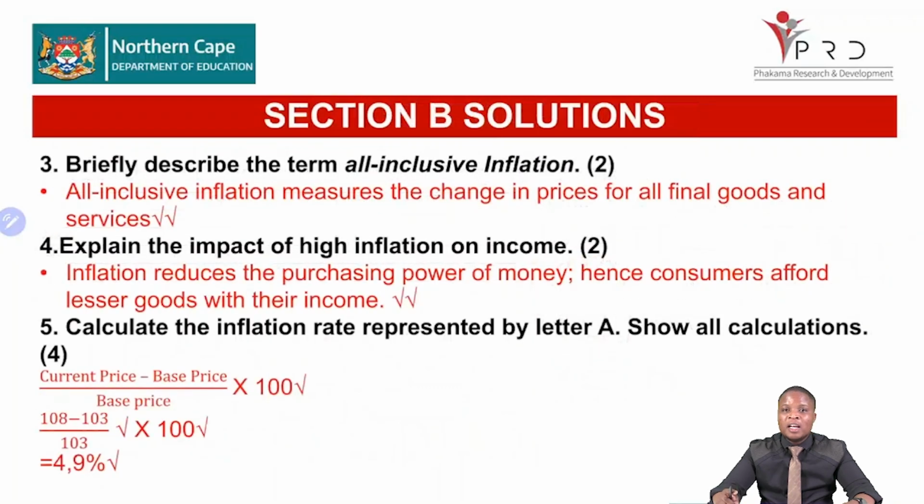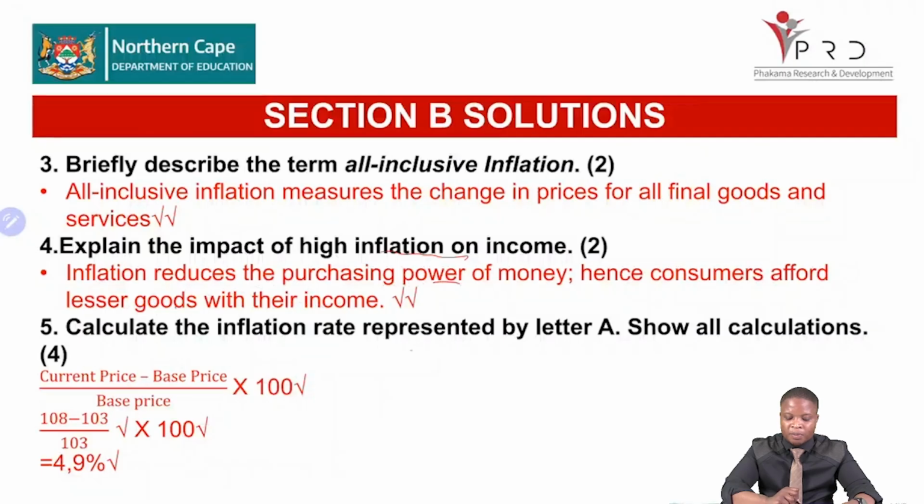Briefly describe the term all-inclusive inflation. All-inclusive inflation measures the change in price for all final goods and services. Explain the impact of high inflation on income. Inflation reduces the purchasing power of money, hence consumers afford fewer goods with their income.